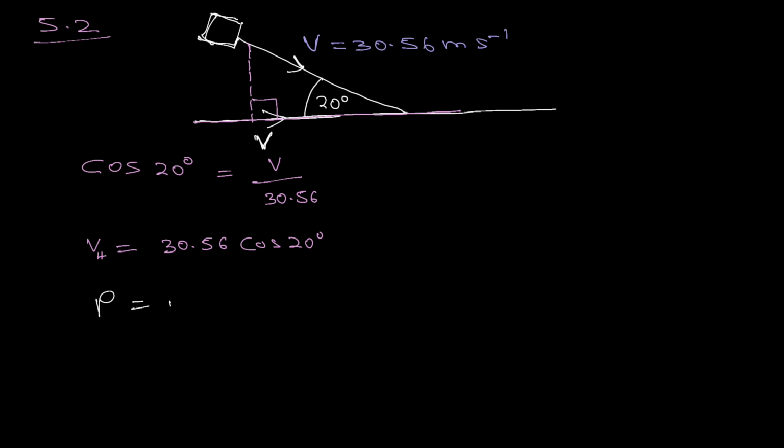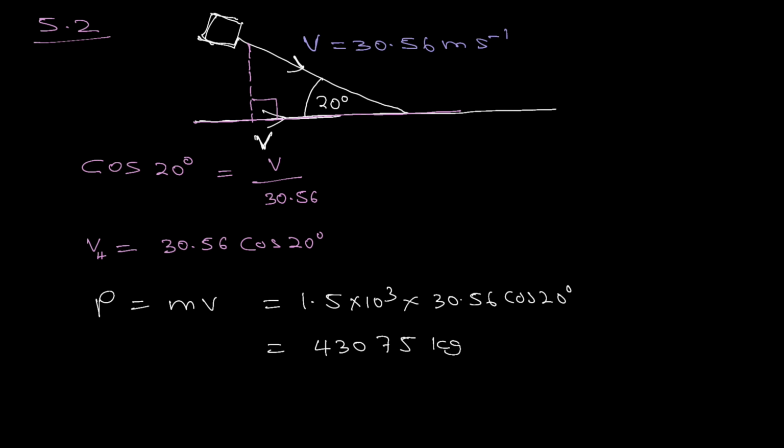Momentum equals mass times velocity, and we know what the mass is, so we can say 1.5 times 10 to the power 3 times 30.56 cos 20 degrees, and that gives the momentum of 43075. Well, the mass is in kilograms and the velocity is in meters per second. So therefore, the momentum will be 4.3 times 10 to the power 4 kilogram meters per second.